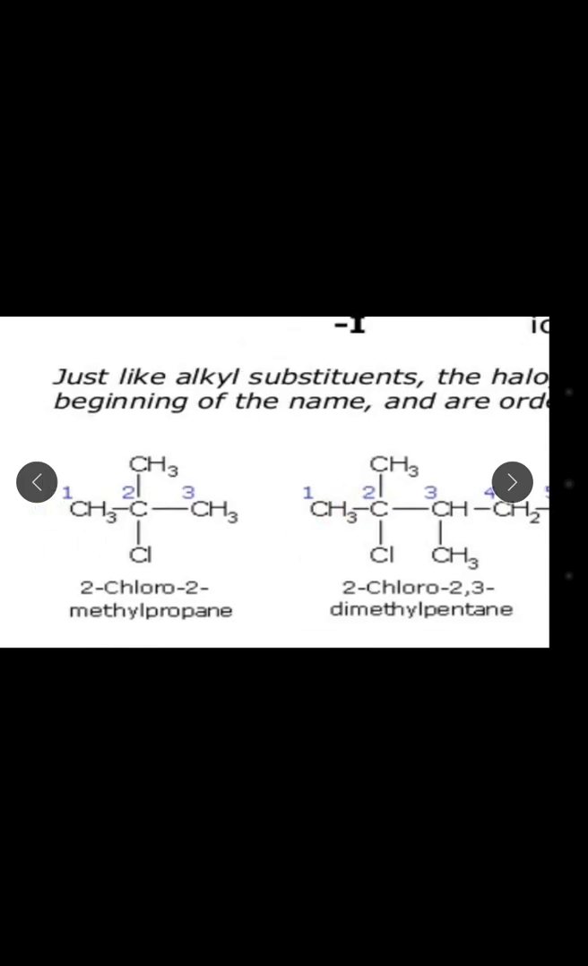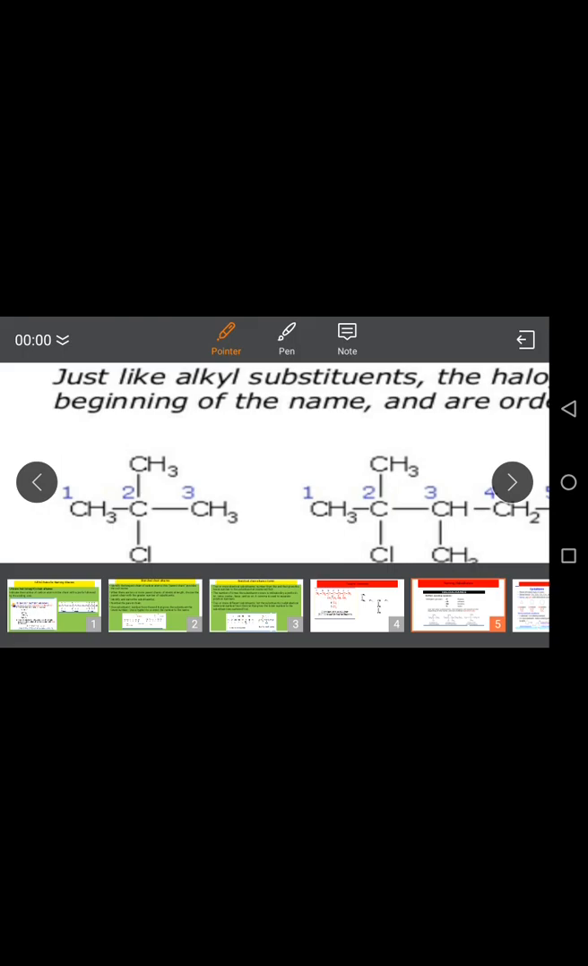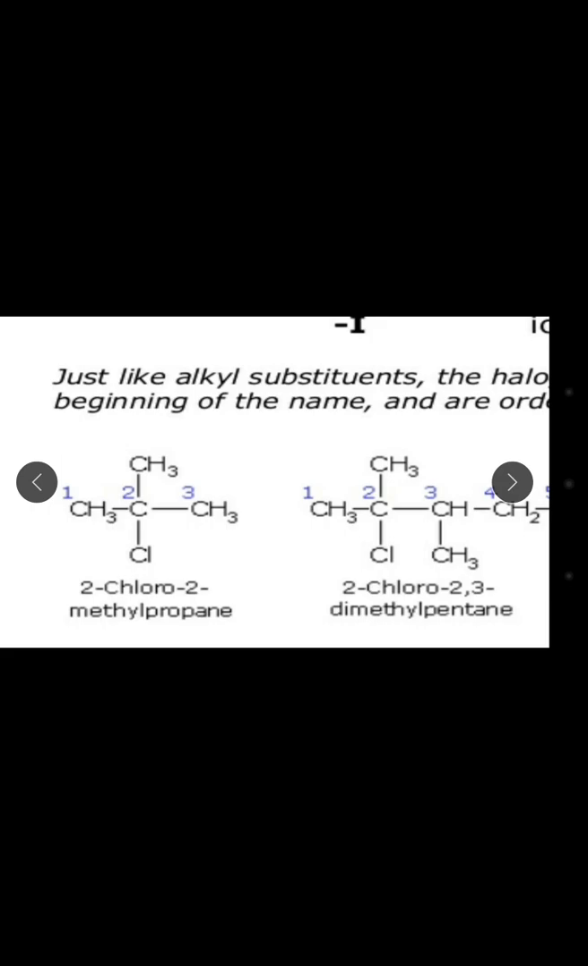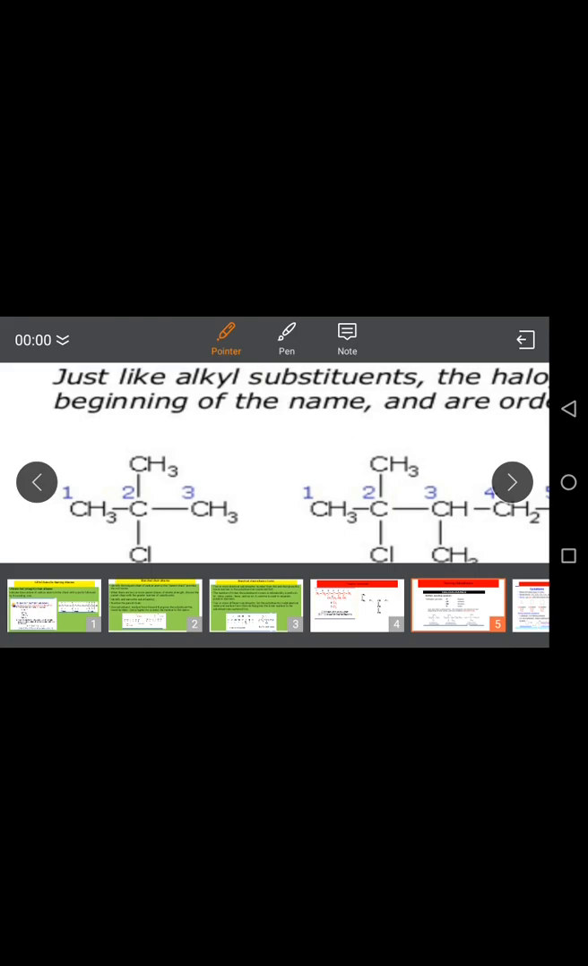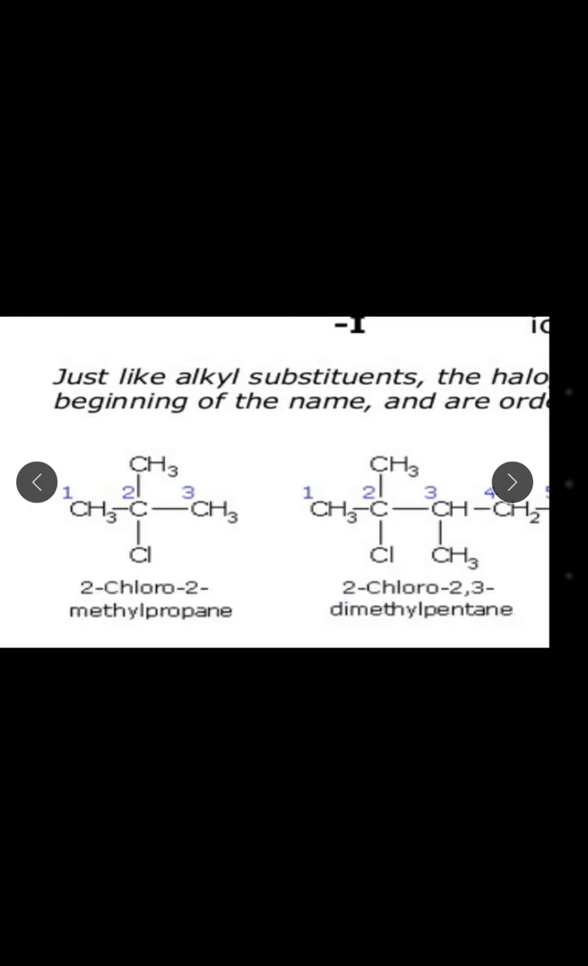The first thing is to name your parent hydrocarbon. We are numbering 1, 2, 3. This is the longest chain. The longest chain will give you the parent hydrocarbon. 1, 2, 3 is the longest chain, so it means our parent chain is propane. Now let's look at the substituents. We have CH3, which is methyl, we've established that. And this is chlorine as a substituent, so we call it chloro.